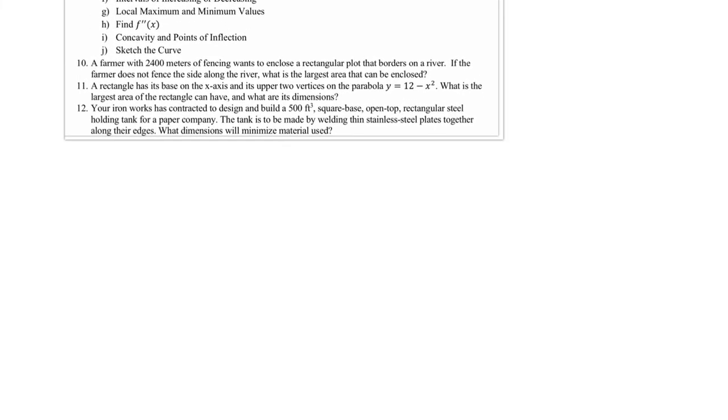Okay, so the next problem is problem number 10. Let's see. A farmer with 2,400 meters of fencing wants to enclose a rectangular plot with the borders on a river. If the farmer does not fence the side along the river, what is the largest area that can be enclosed? Sometimes it's good to draw the situation. So I'm going to draw a river. Yay, river. And the fence is along the river, and we're only using the black segments there. So what is the largest area that can be enclosed?